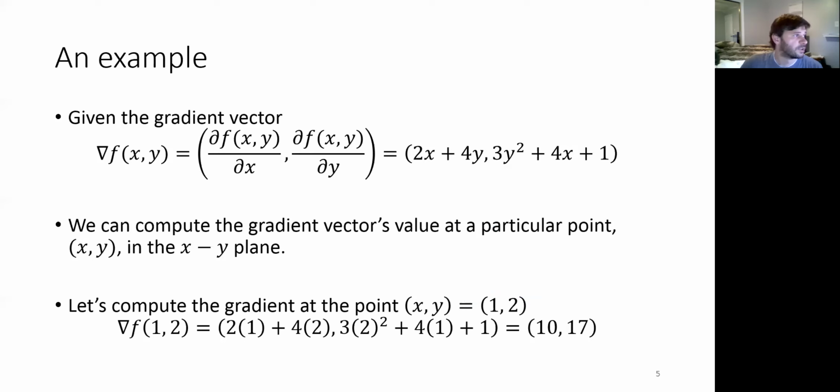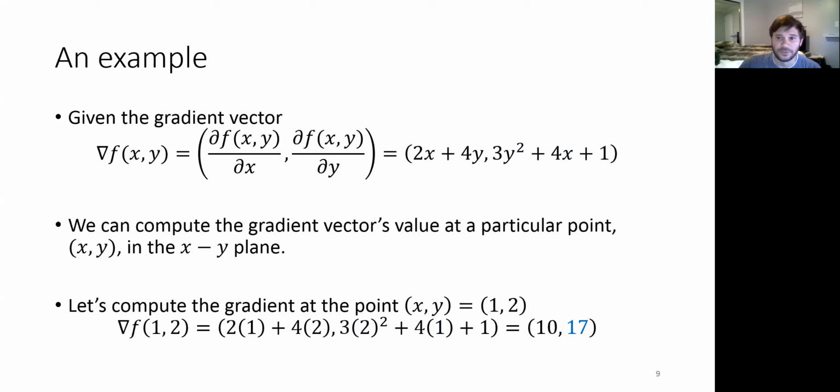So if we do this, what do we get? Well, when we looked at the first coordinate, 2x plus 4y, and then we plugged in the actual values, a 1 for x and a 2 for y, that is where we get this value of 10. Similarly, that 17 coordinate comes from these terms over here, 3y squared plus 4x plus 1. We again plug in the x coordinate of 1 right there, we plug in the y coordinate of 2 right here, and that gives us the value of 17, the value of the gradient's y coordinate.